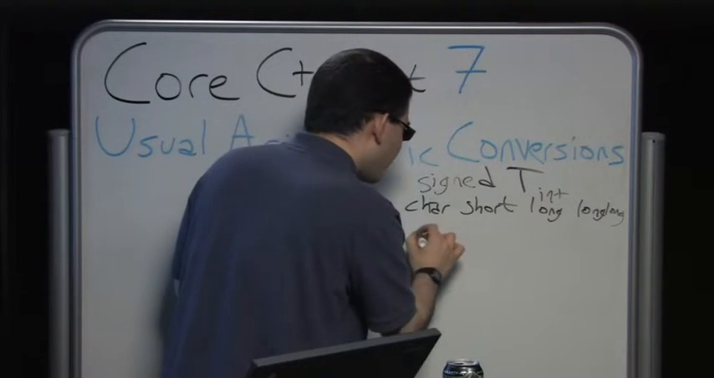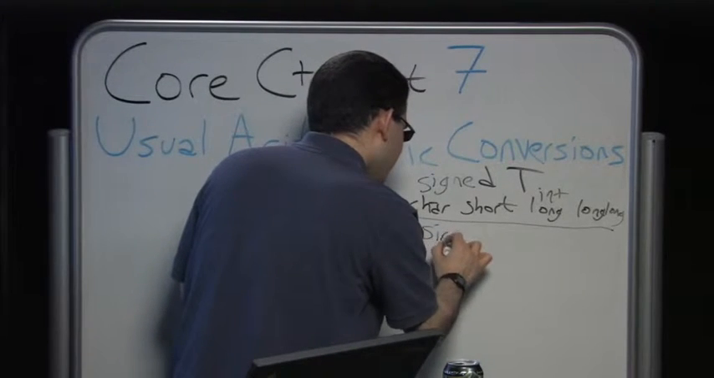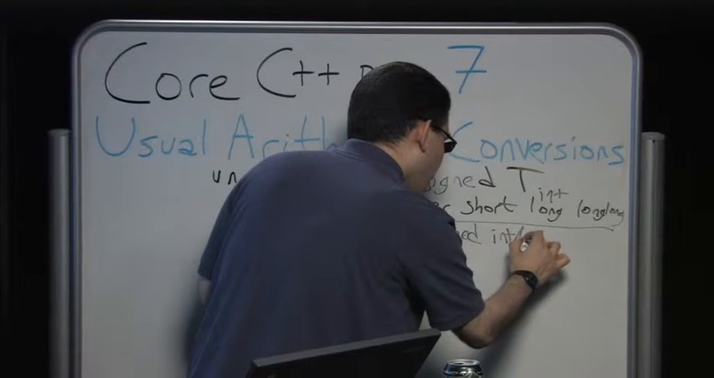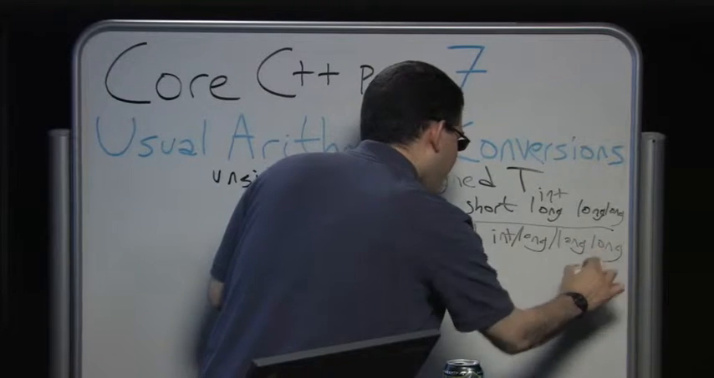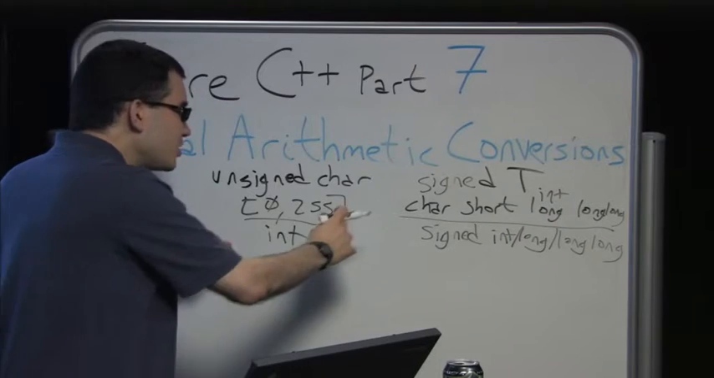So after promotion, we end up with a signed type, either int, long, or long long. Okay, so that's interesting. And we know this int on this side is 0 to 255. Then we do a comparison.